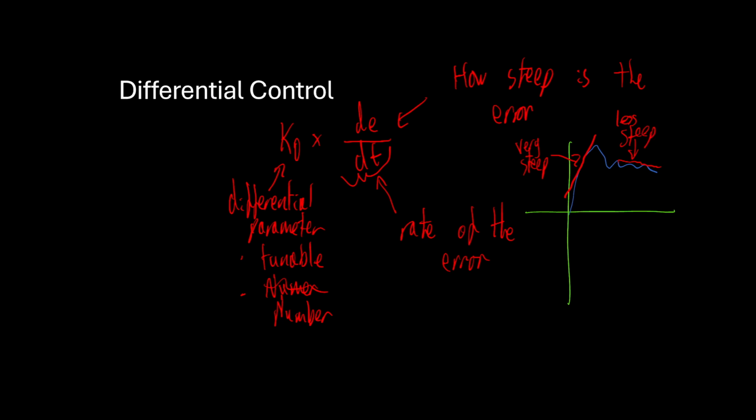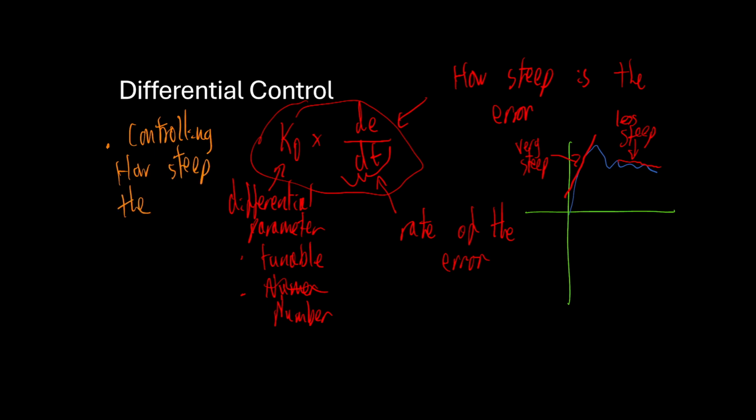So what's actually happening here? KD multiplied by DE over DT is controlling the rate of the output. If the rate is very, very steep, we are trying to slow it down. So let's write that down: controlling how steep the output is. If the system is trying to rise too fast, differential control will slow it down. It slows down the output.